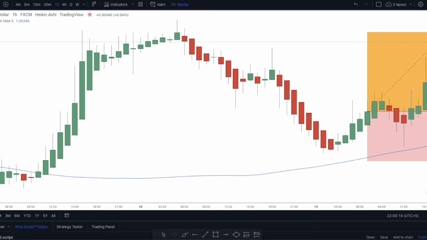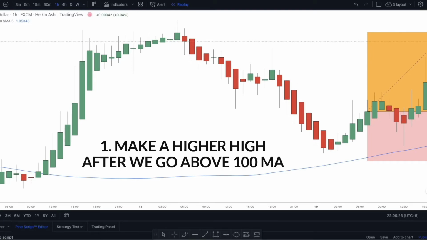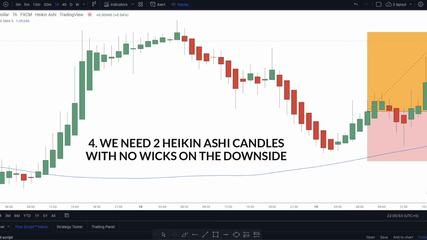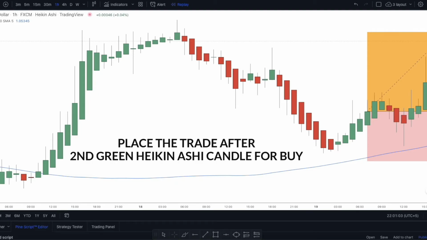Let me repeat it one more time. For us to take the buy, we need the market to go higher than 100 period moving average. The second requirement is that we need to create a higher high. We went higher than 100 period moving average from here. We created our higher high here. After our higher high, we need the market to make a pullback towards 100 period moving average, which we did here. And when there is a pullback, right after we get a pullback and we come near to 100 period moving average, we need two green Heikin Ashi candles with no wicks on the downside, which will show the buyer's dominance. We will place our trade after the second green Heikin Ashi candle.